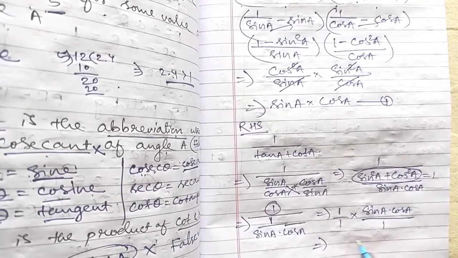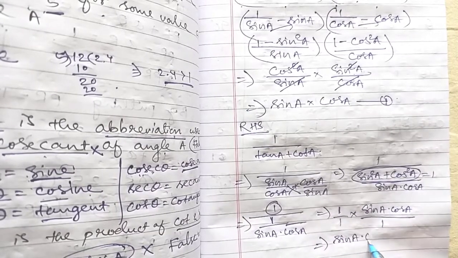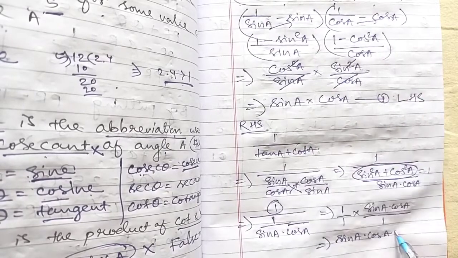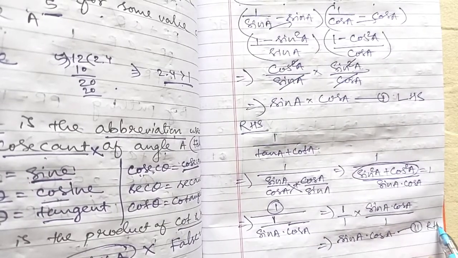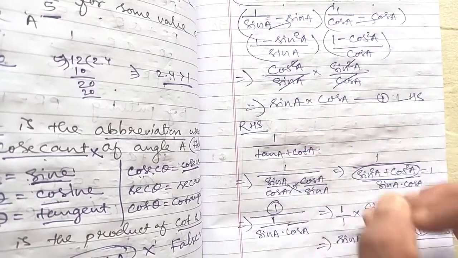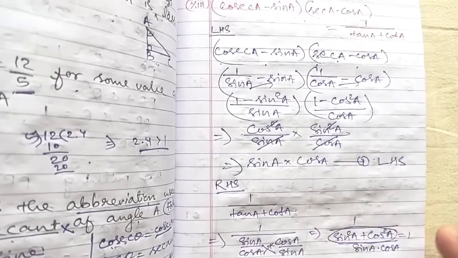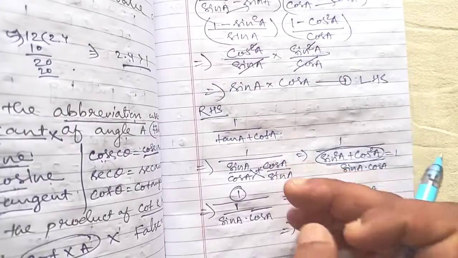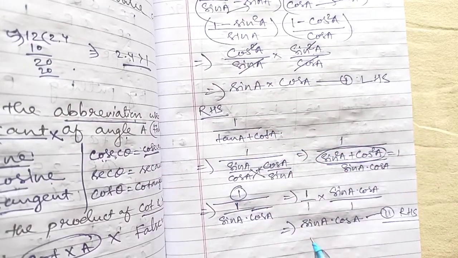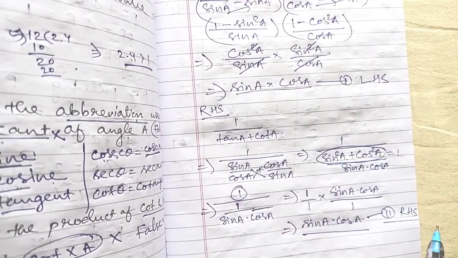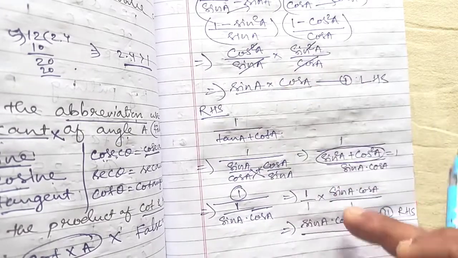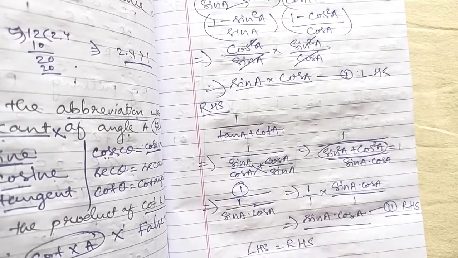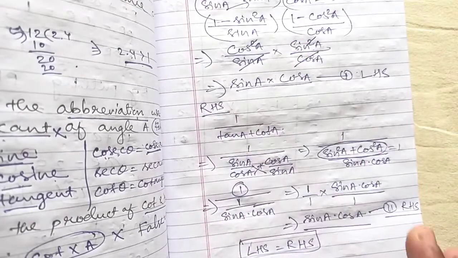So after multiplying, what do we get? Sin theta into cos theta. This was our LHS, this is our RHS. Is it the same? Like this also you can solve the question. If you are unable to solve after some step, take the RHS and get the same value as the last step of the LHS. If both the last steps are the same, then LHS equals RHS. This is also a way to solve trigonometric ratios.